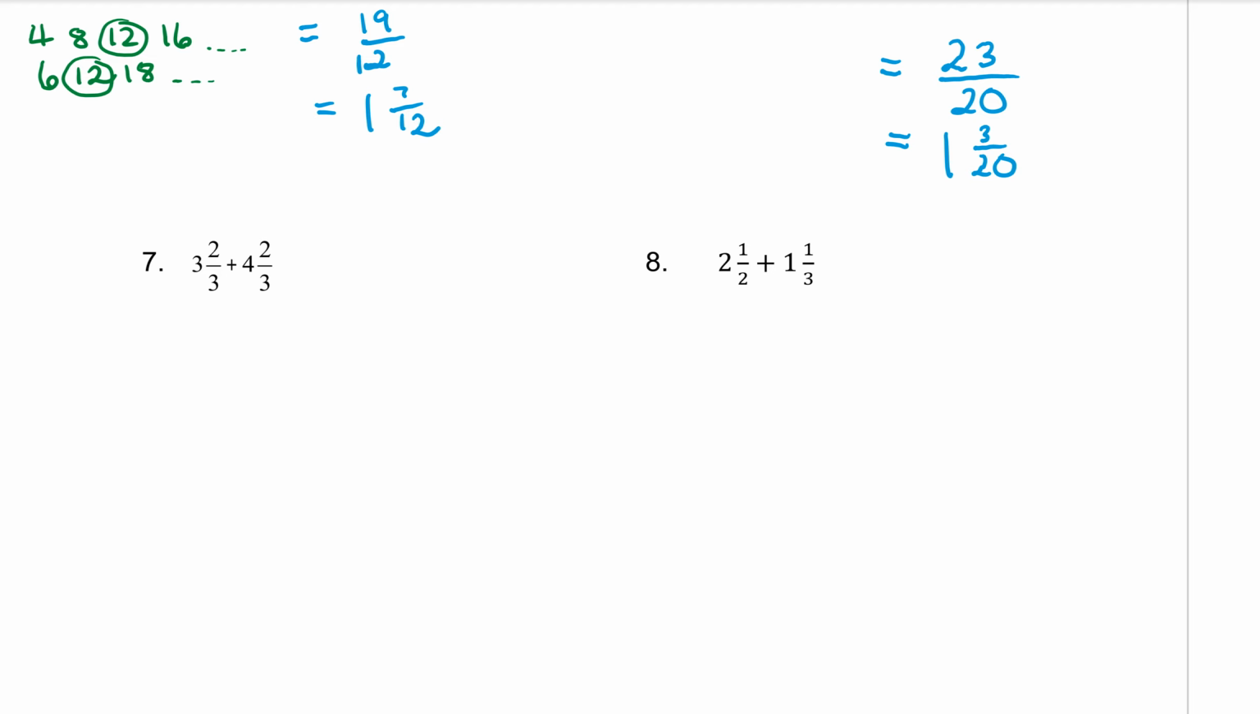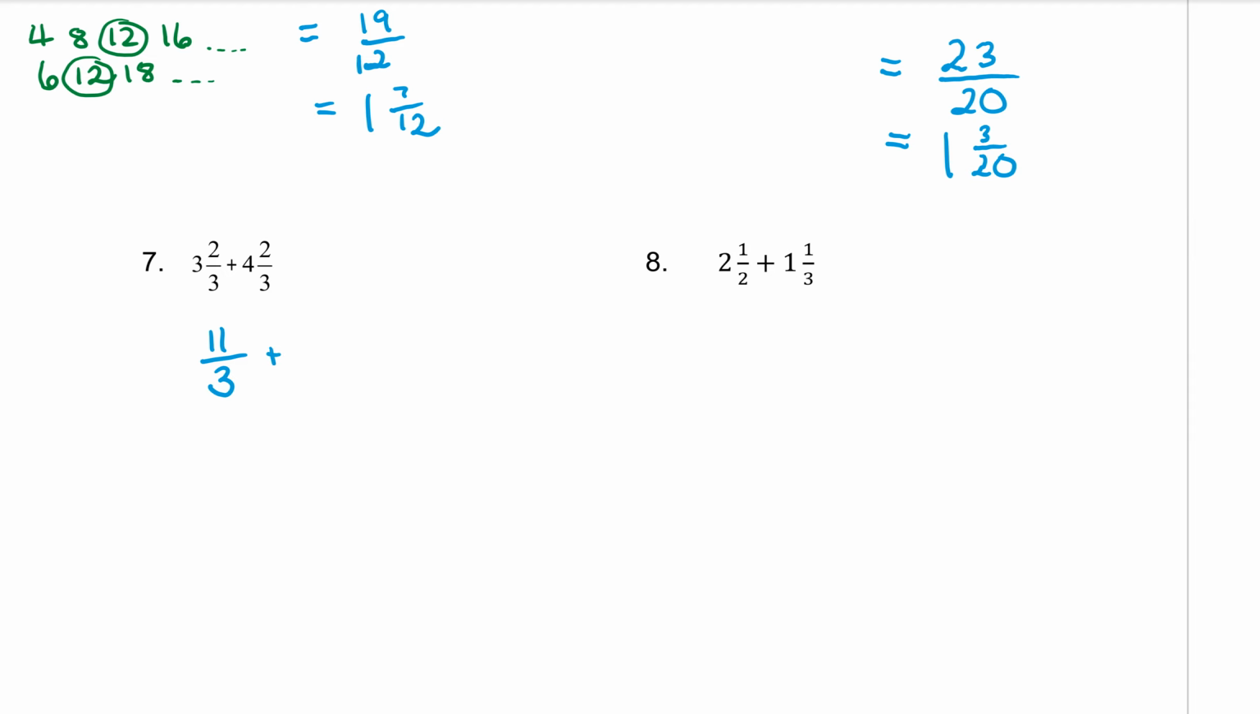3 times 3, we multiply these numbers together here. 3 times 3 is 9, and then I add on the 2 that is on the top. So 9 plus 2 makes 11 over 3. That's how we convert a mixed numeral into an improper fraction. Let's do that again for the second one.